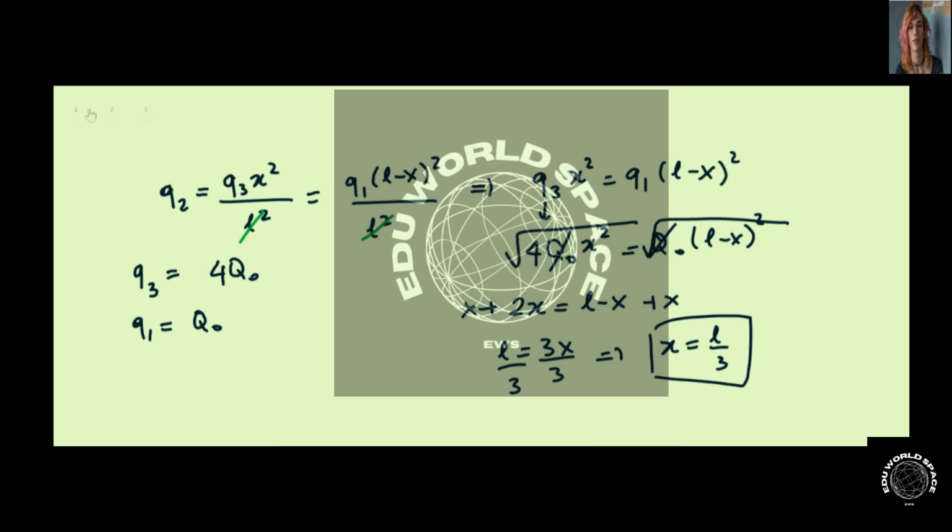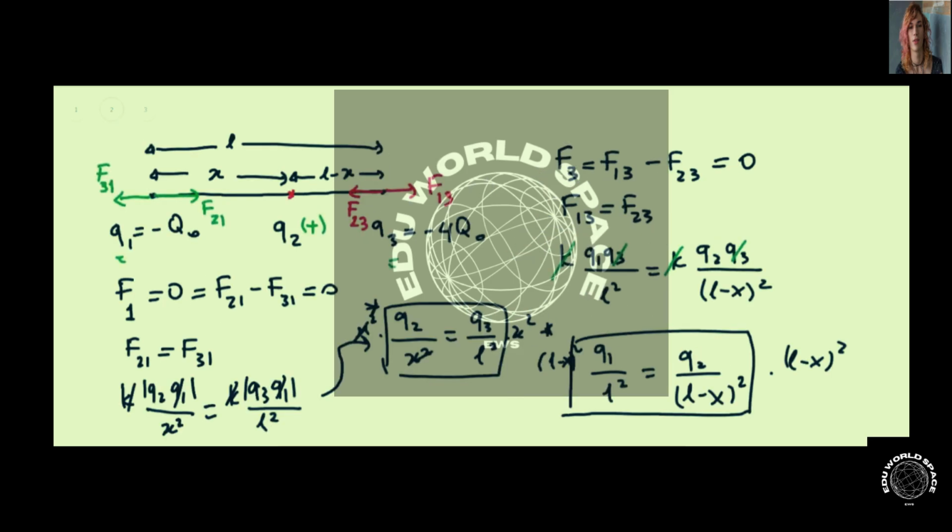All right, looking at our drawing then, x equals L over 3. So this is L over 3. So we are L over 3 away from the negative Q naught. That's where we have to place the third charge to be able to find net zero force on each of the charges that were initially given, right?